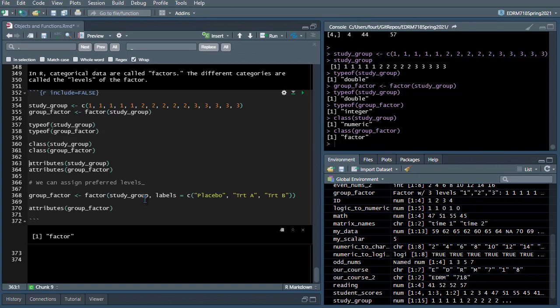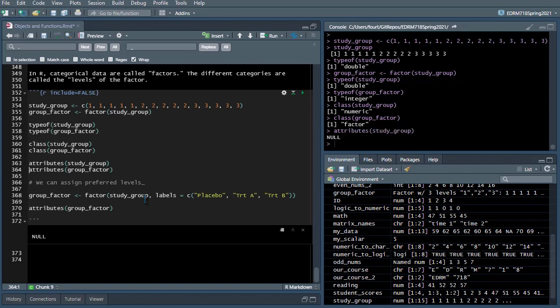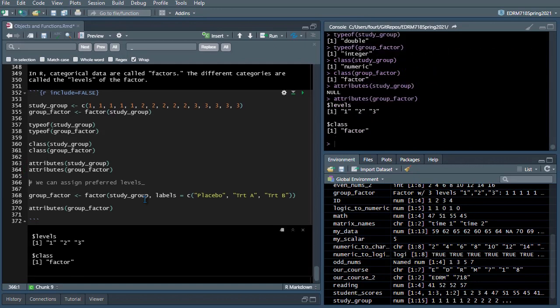If I looked at the attributes of my vector, there were none, but if I look at the attributes of group factor, notice that I have 2 of them. The levels of the factor, which are designated 1, 2, and 3, and then the classification of the factor, which is, naturally enough, factor.